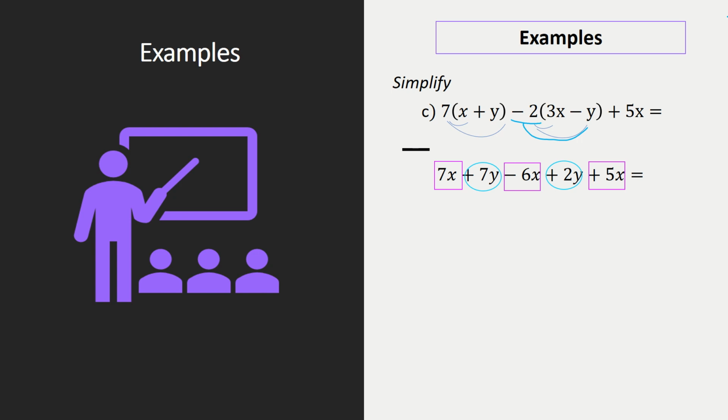So now I'm going to add all the like terms. 7x minus 6x equals x, or 1x, and x plus 5x equals 6x. I'm going to do the same with the y's. So 7y plus 2y equals 9y, sorry, that was a big mistake. So we will get 6x plus 9y, and we cannot simplify this any further because those two things are non-like terms.